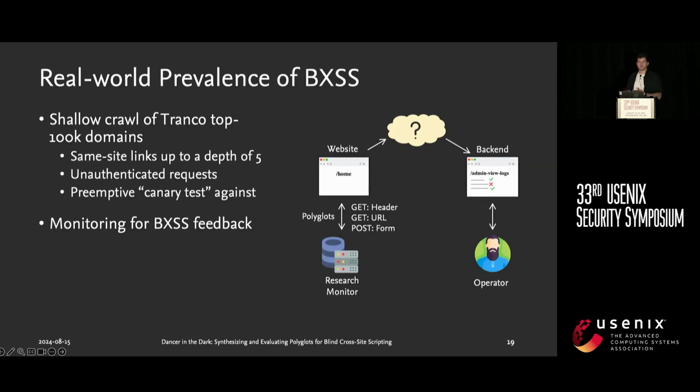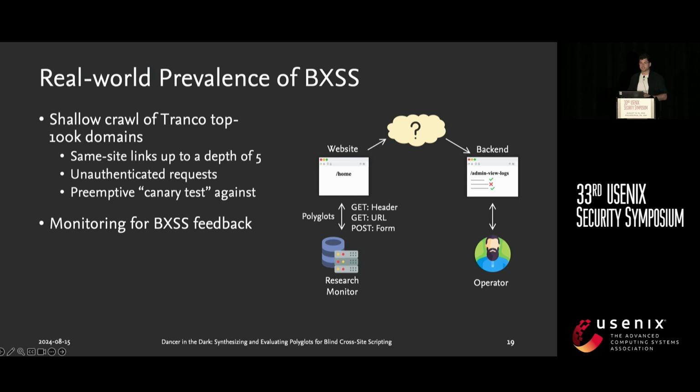But getting back to the actual topic, blind cross-site scripting, we need to conduct a second experiment. So what we do is we conduct a shallow crawl of Tranco's top 100K domains. Shallow means we basically just visit the homepage and some same-site links up to a depth of 5. We are completely vanilla, so it's an unauthenticated request. We are defensive. We conduct preemptive canary tests to look for reflections, which we then skip. And essentially, the polyglots are only included in simple HTTP requests.